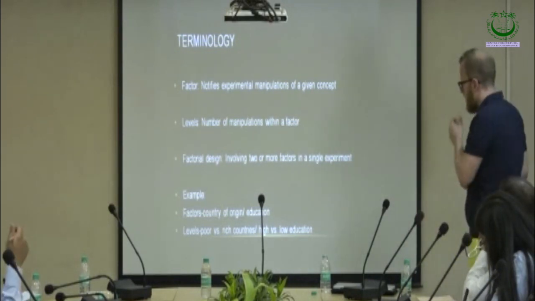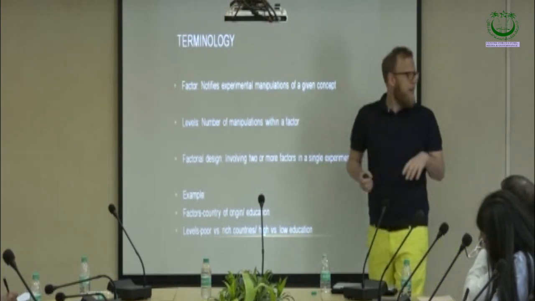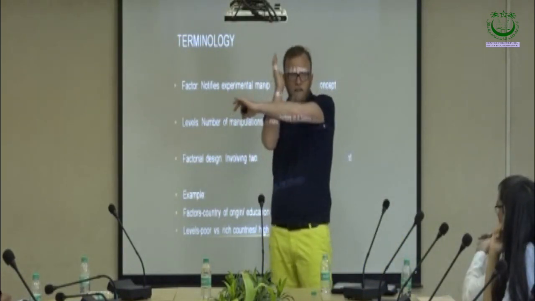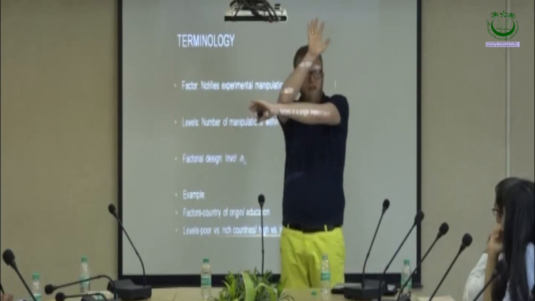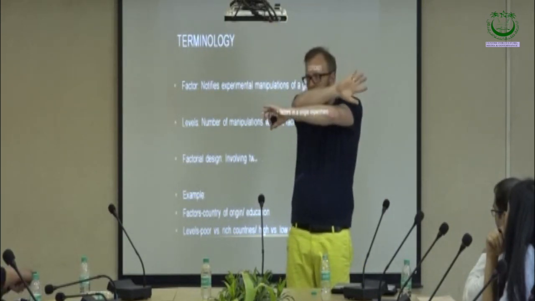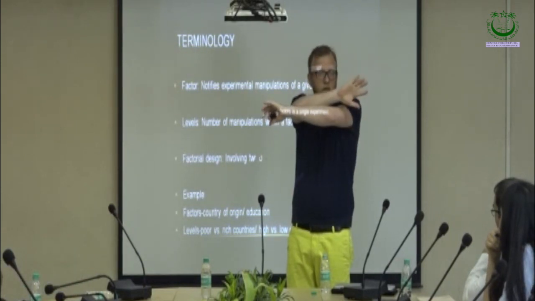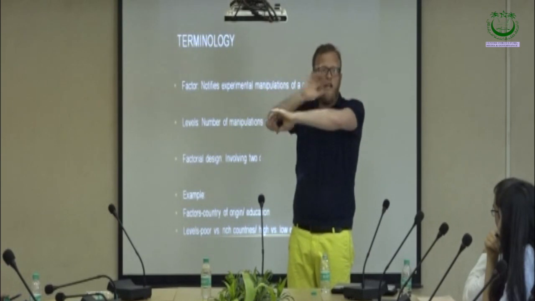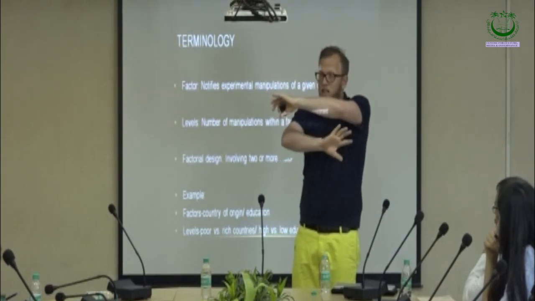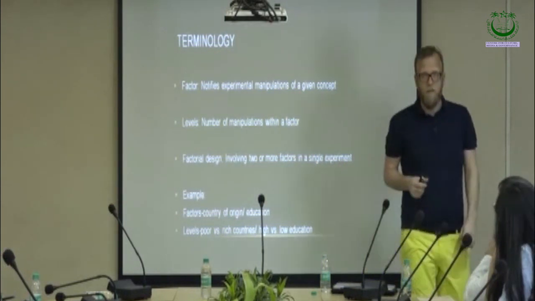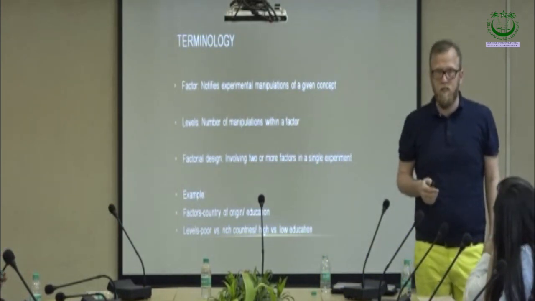Factors are the concept that we're interested in; levels are the number of dimensions that the concept is broken up into. And in the factorial design, now it would be nice to have something to draw, you basically bring these two together, like in a crosstab. So you have combinations of poor country high education, poor country low education, rich country high education, rich country low education. Yeah? That means 4 experimental groups in this case.